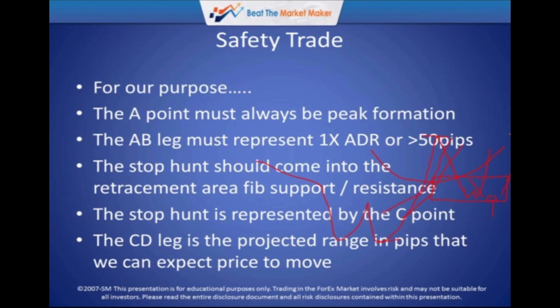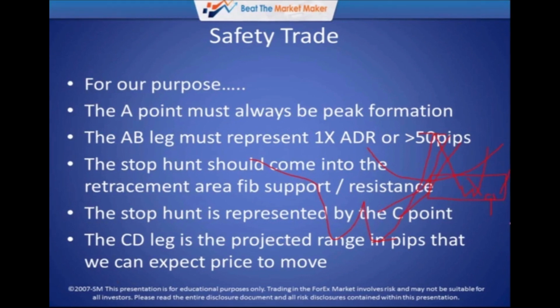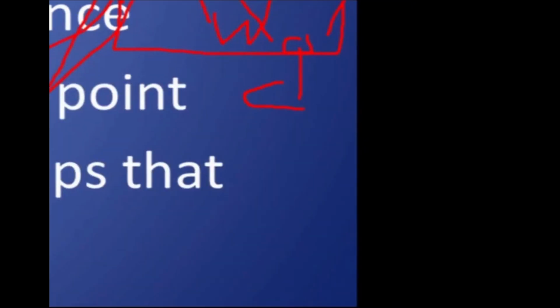Again, the stop hunt is representative of the C point, which is going to be right here. We're projecting the D to the top side in this example. The CD leg is projected range in pips that we can expect it to move. Well, gosh, they've been moving fantastically. So if you get the AB leg of 100 pips, then your target top side should be 100 pips if you catch very close to the low of the day. If you're off the low of the day by a few pips, then adjust it down to 80 pips or 75 pips as your target. Okay, hope that makes sense.